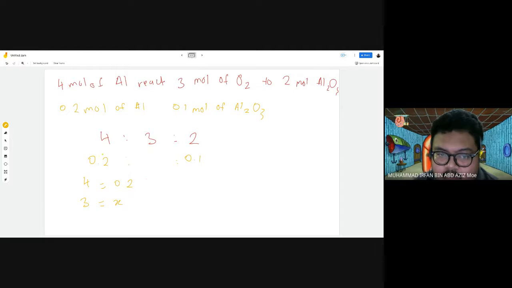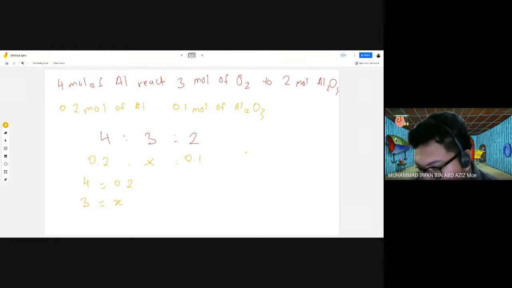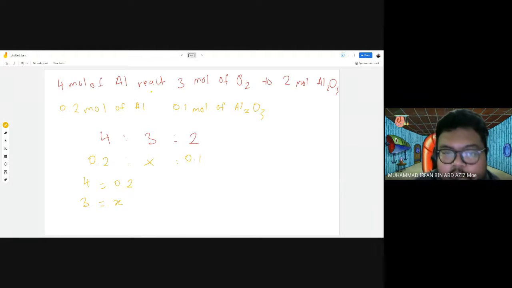Okay, if for aluminium is 0.2, okay, based on the ratio ni. For mole is, macam mana nak cakap, ratio dia. Okay, so you use that ratio lah to find the X ni. Find the X dekat sini ni. But okay, calculate ni because you need to understand how to calculate to get the number of mole from the ratio. Ni bukan tiba-tiba je cikgu dapat.